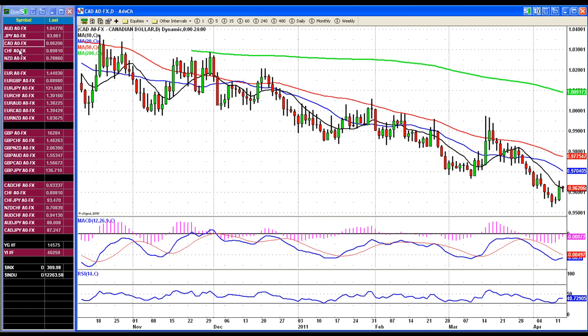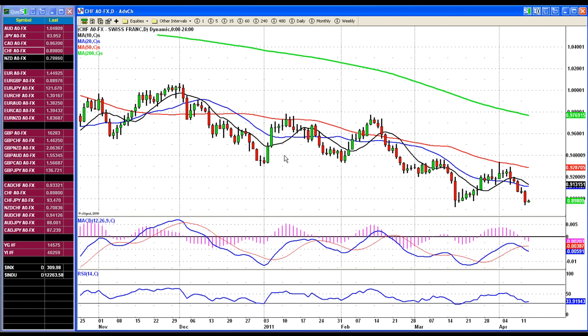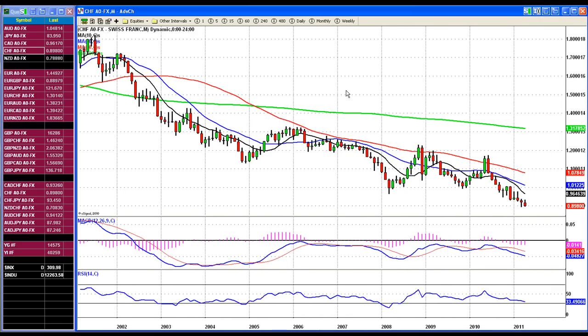Okay, so let's look at the next one. Let's look at Swissy. Right now this is starting to move, but it's not in the optimum position just yet. But you can see on the higher time frames, this is definitely a trending chart which is worth trading. So I'm definitely keeping that on my watch list and looking for entries into that.